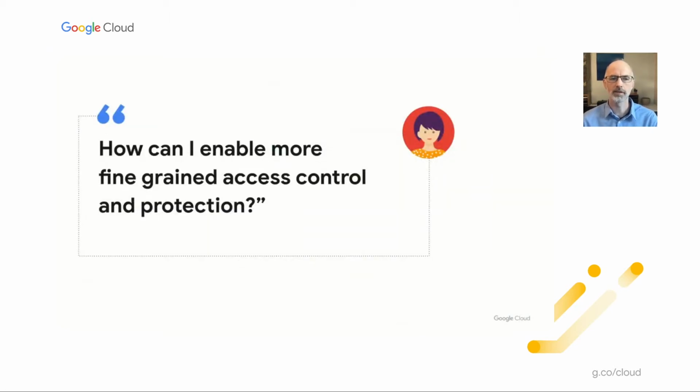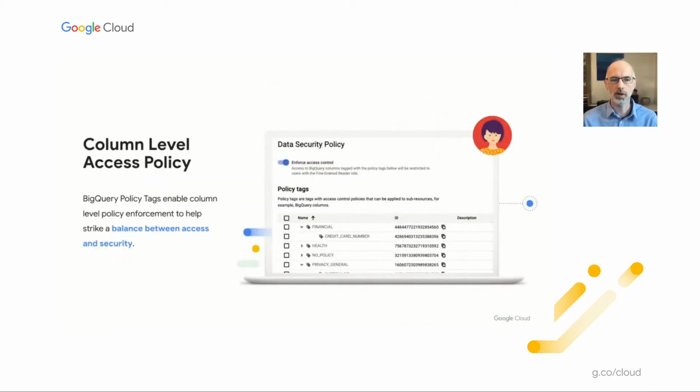Now, the next question Angie has is, how can I enable more fine-grained access control and protection? Now that we know where sensitive data is, how can we apply it so that we actually get better access control and better security? For this, we're going to use column-level access policies. BigQuery policy tags enable column-level policy enforcement that can help strike a balance between granting access while also protecting data. So in this example, Angie has set up a data security policy that breaks data down by categories like financial, health, and maybe general PII.